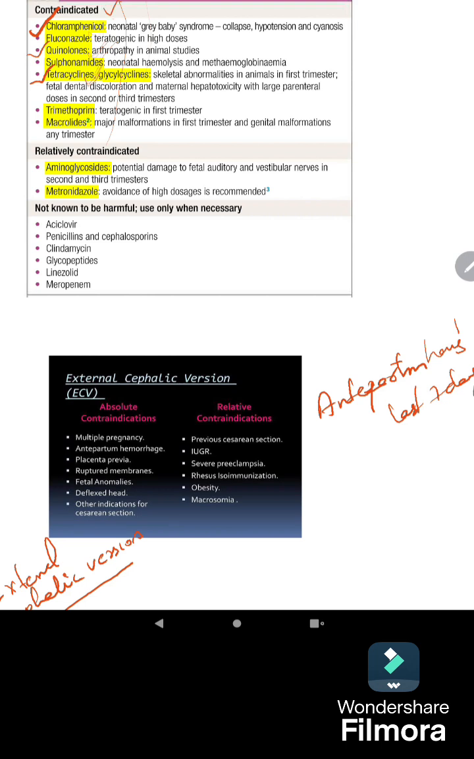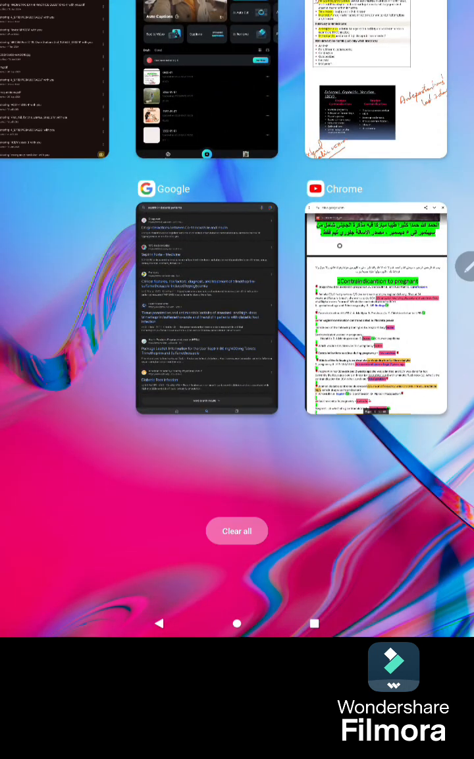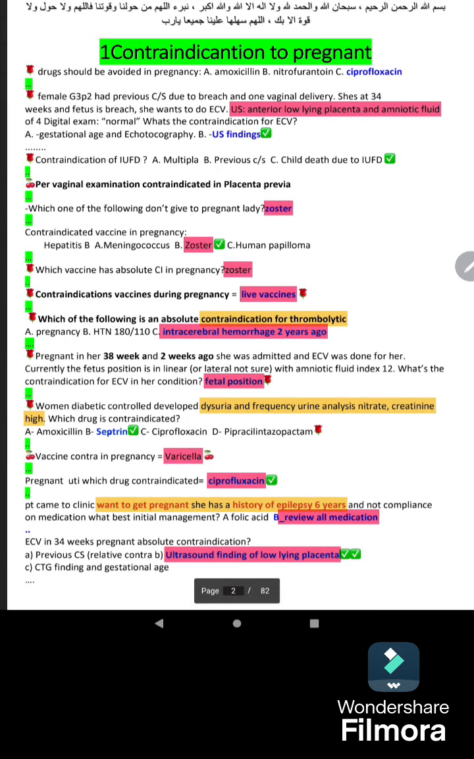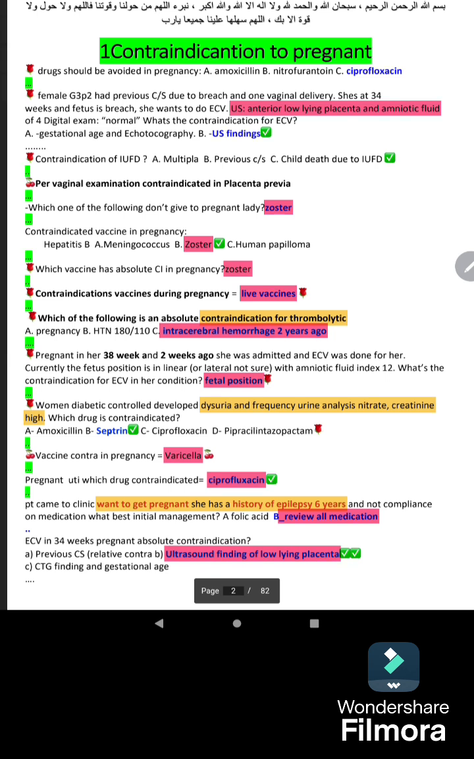Okay, so next we are going back. That is about the ciprofloxacin. Here the answer is ciprofloxacin. So the next question is: a female with G3P2 had a previous CS due to breech and one vaginal delivery. She is at 34 weeks and the fetus is breech. She wants to do ECV. Ultrasound shows an anterior low-lying placenta and amniotic fluid of 4, I think, and digital examination is normal.